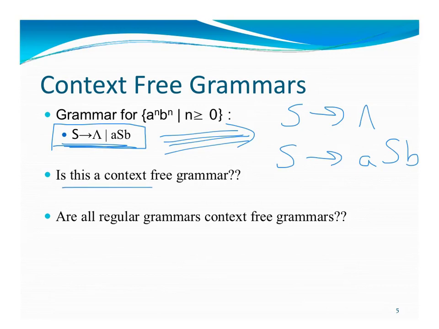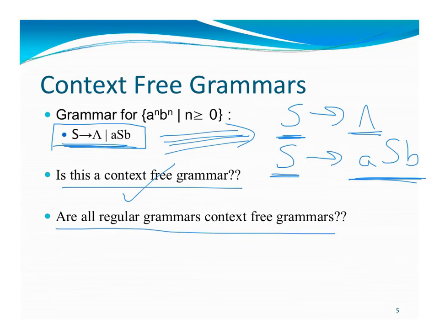So question one, is this a context-free grammar? You bet, right? On the left-hand side of all our production rules, they all have just a single non-terminal. And on the right-hand side, we have a string of terminals and non-terminals. That's fine. So, yep, it's a context-free grammar.